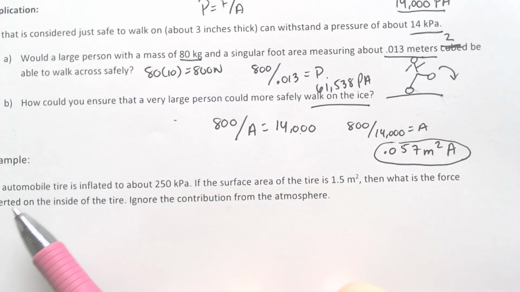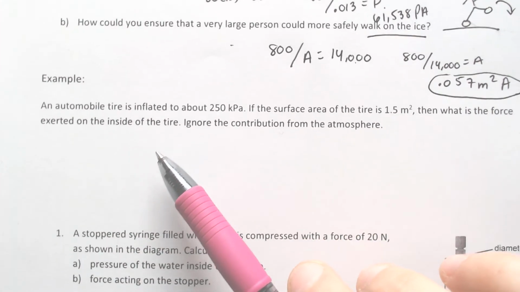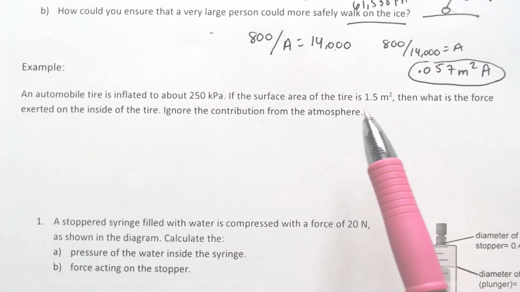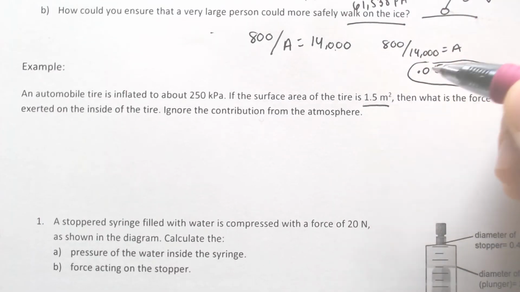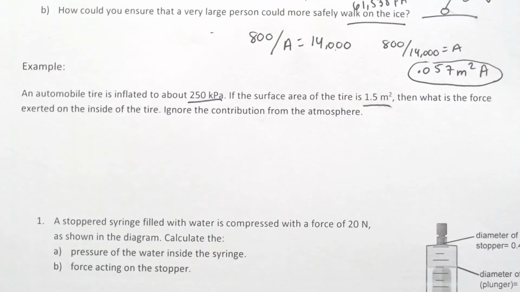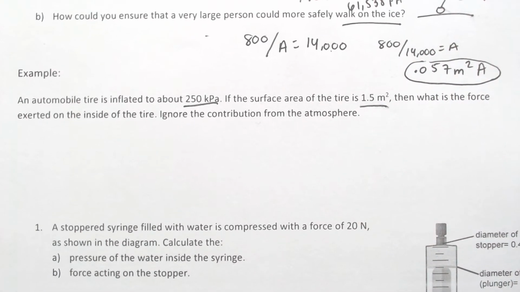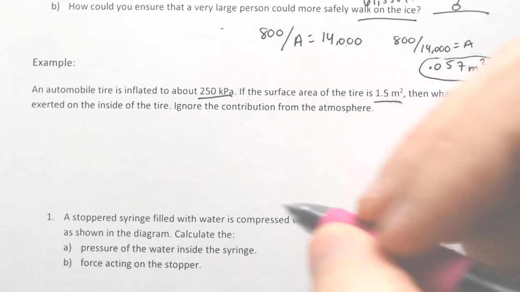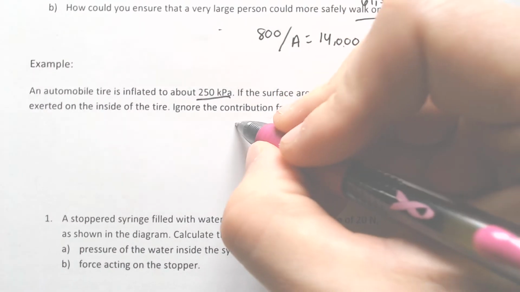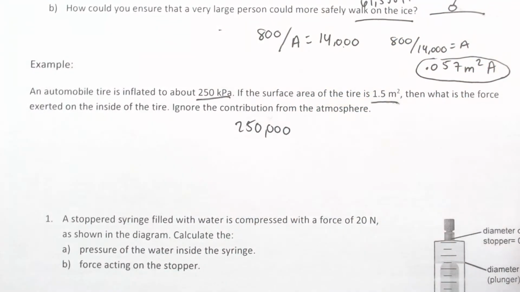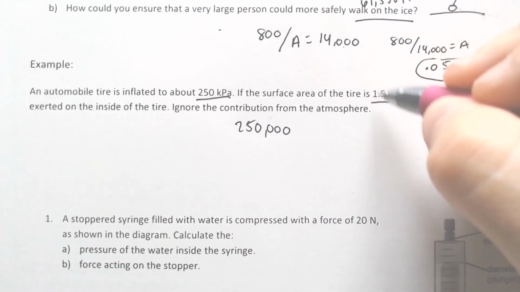An automobile tire is inflated to 250 kilopascals. If the surface area of the tire is 1.5 meters squared, then what force is exerted on the inside of the tire? We're going to ignore atmospheric pressure. That's another thing. So that's 250,000 pascals. The surface area is 1.5.